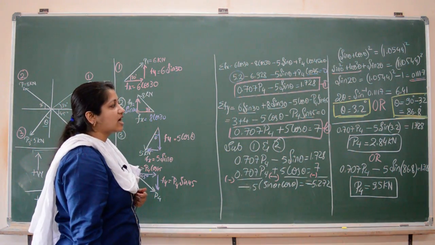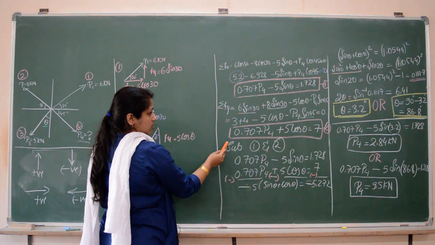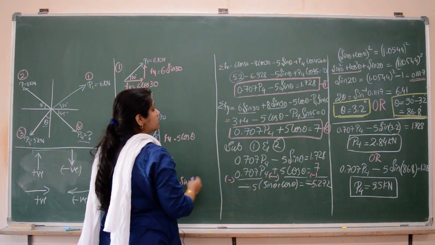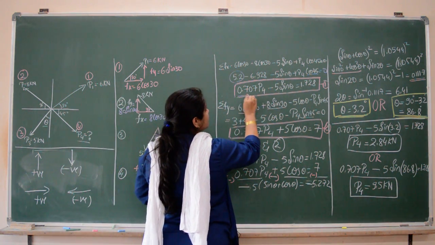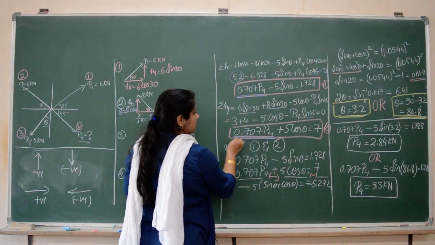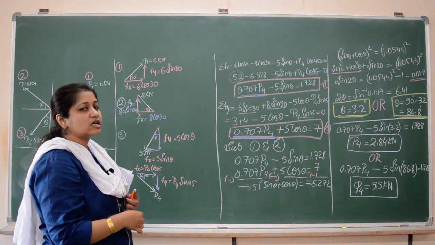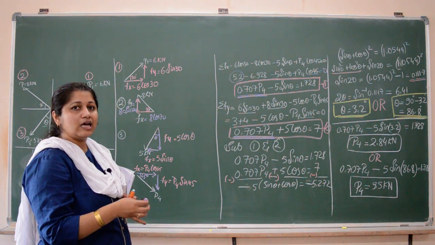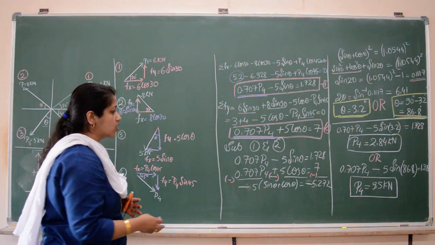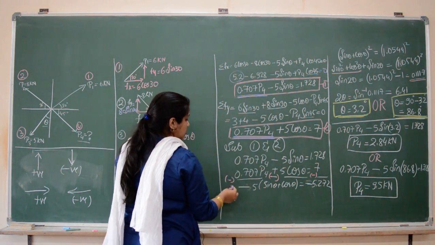Therefore, subtracting equation 1 from equation 2. Why am I going to subtract? I have here something in common, that is 0.70 P4. Here also I have 0.70 P4. So when I subtract, these will automatically get cancelled off. I am reducing my unknowns. So subtracting equation 1 from equation 2.